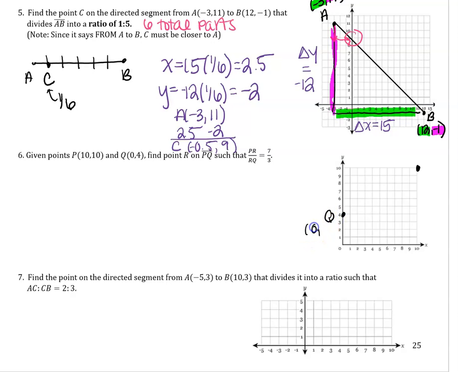Q is at 0, 4. P is at 10, 10. Okay, there's my segment. It says find R on PQ such that PR to RQ is 7 to 3. So this is just phrased a little bit different. Okay, 7 to 3 means there are 10 total parts.